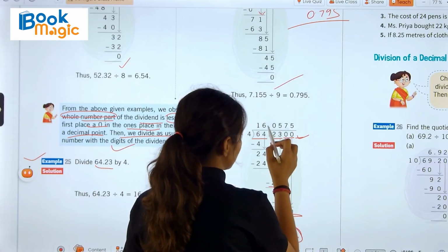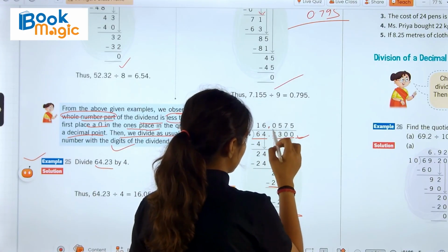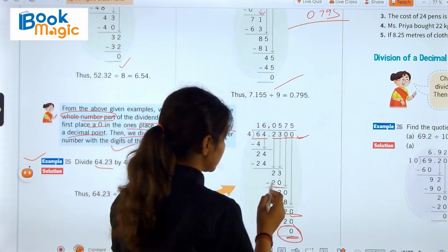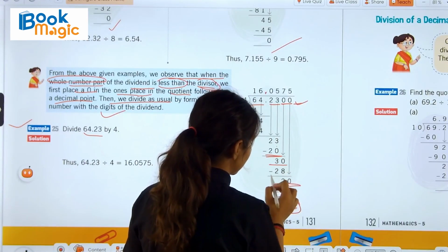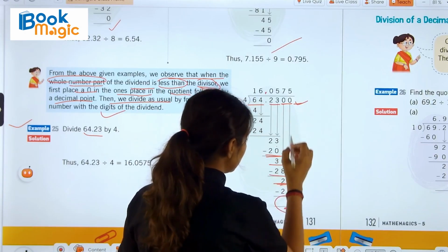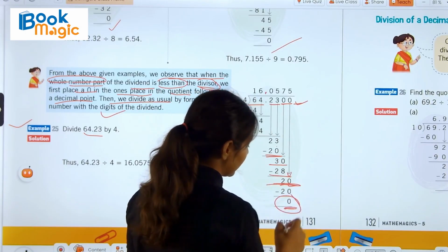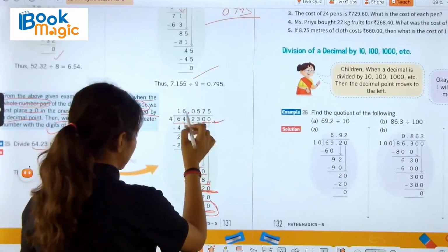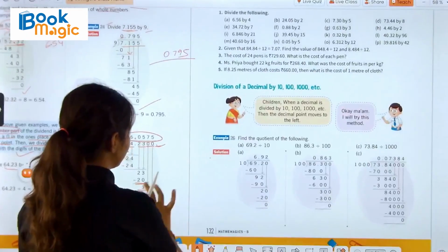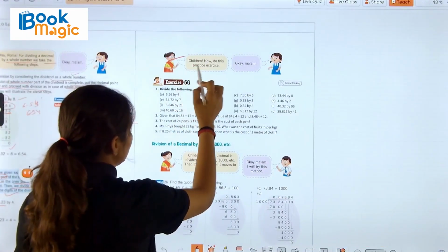Okay, because we are adding a decimal here, we are writing 0 here as well as 0 here. Now 23 minus 20 is 3. Now taking this 0 here, 30 minus 28 is 2. Now taking this 0 here, 20 minus 20 is 0, because 4 5s are 20. So we are getting the answer 16.0575. Okay, children, now do this practice exercise.